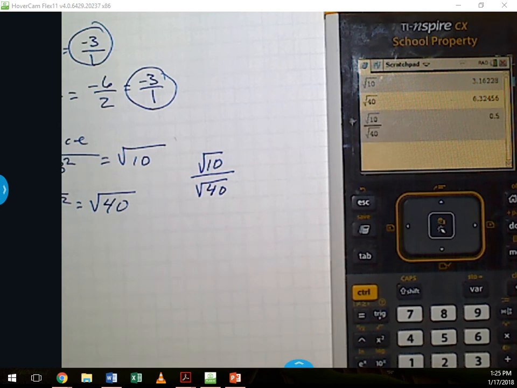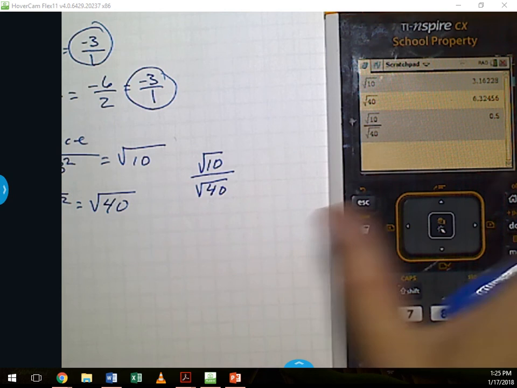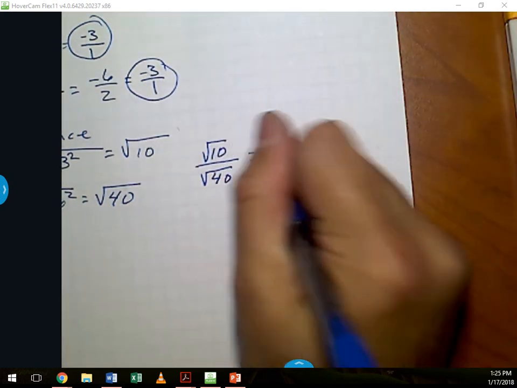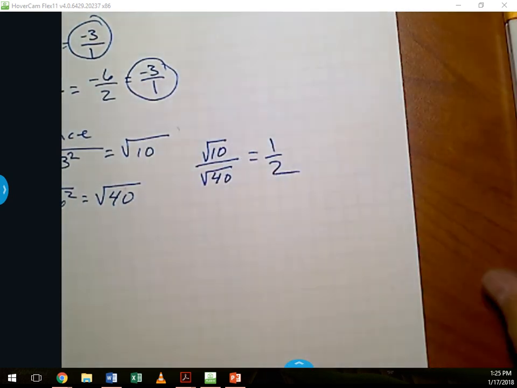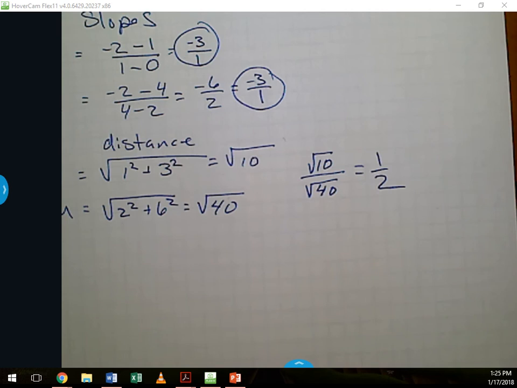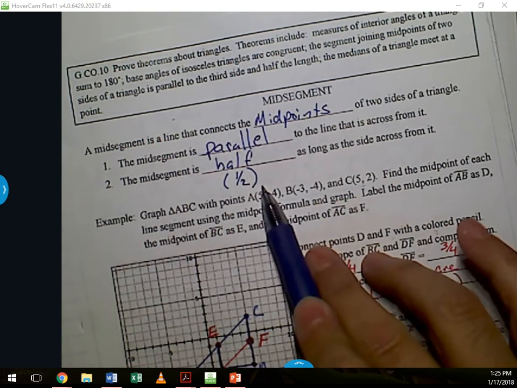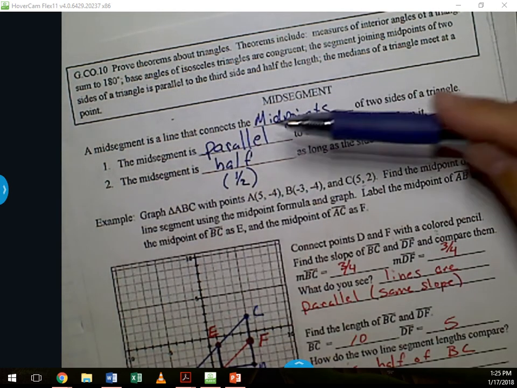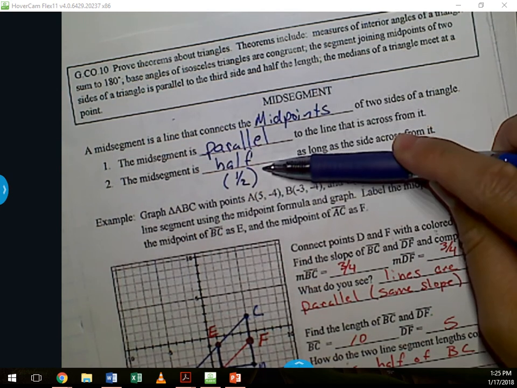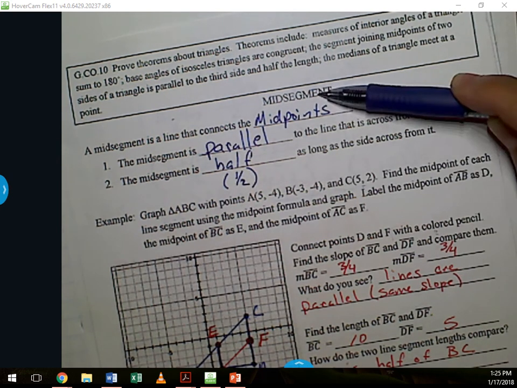0.5. Is that 1/2? Yes, it is. It is 1/2 as a decimal. So that is 1/2. So did it meet my requirements of my two things? Yes. Lines are parallel and it is 1/2. So if it's parallel and 1/2, what does it mean that it is? It is the mid-segment.